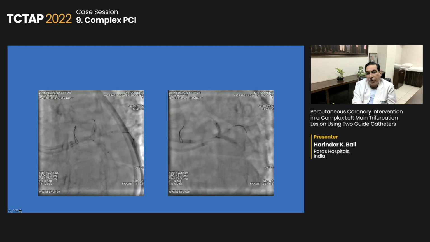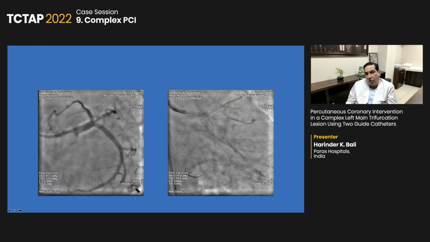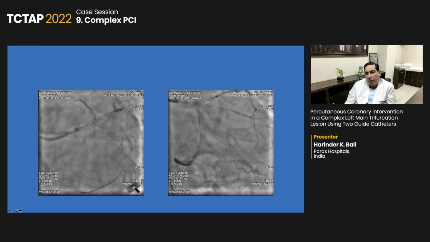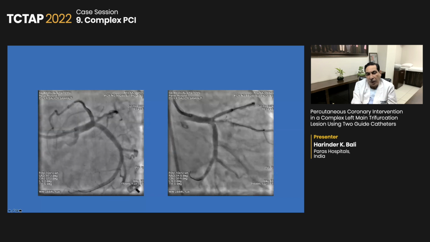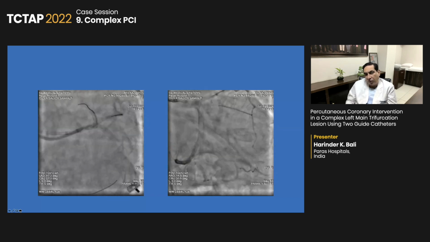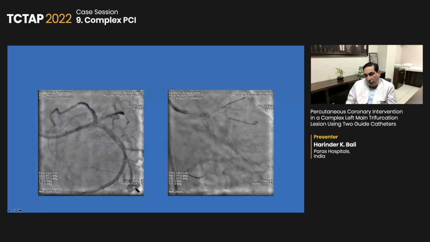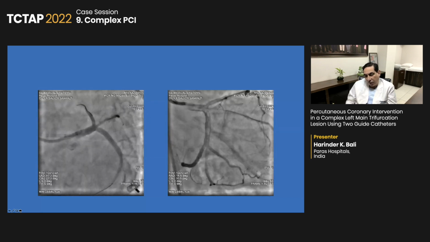And then we did a final second part, the left main with a 5 into 8 millimeter balloon. And this is what we have, the final very good flow into the circumflex, no residual stenosis. The ramus is flowing nicely, and LAD is also flowing nicely.